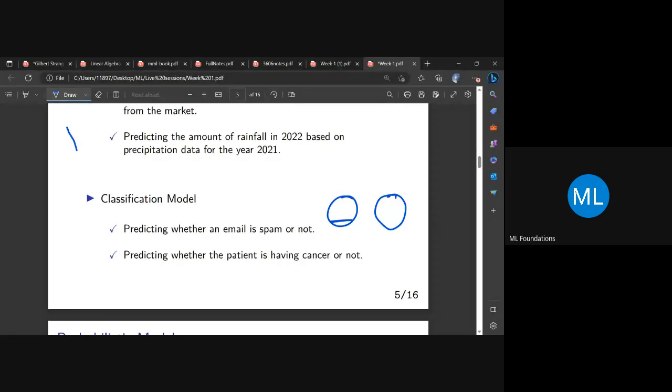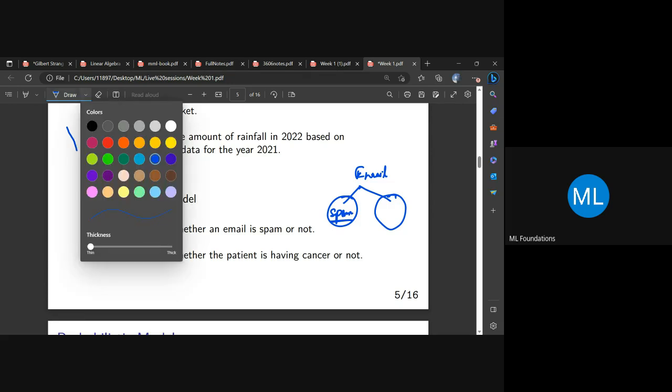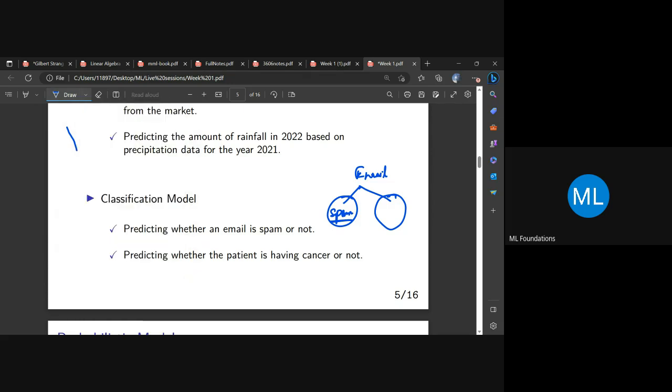So, in the first example, you're predicting whether an email is spam or not. Given an email, you want to check whether it's spam or not. So you want to classify your email and put it in two buckets: either it is spam or it is not spam. You're just putting it in two buckets, spam or not spam.